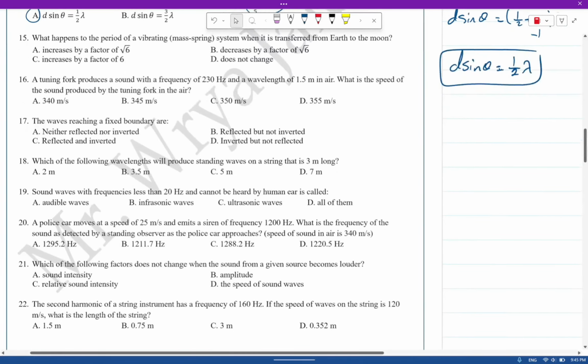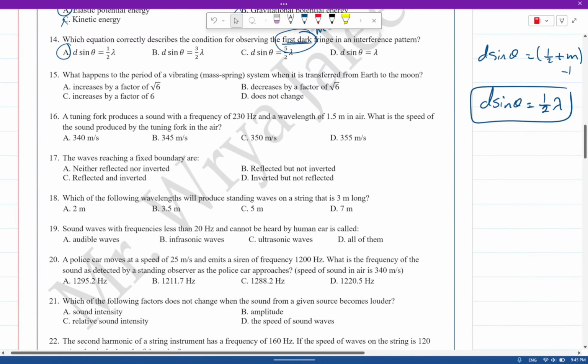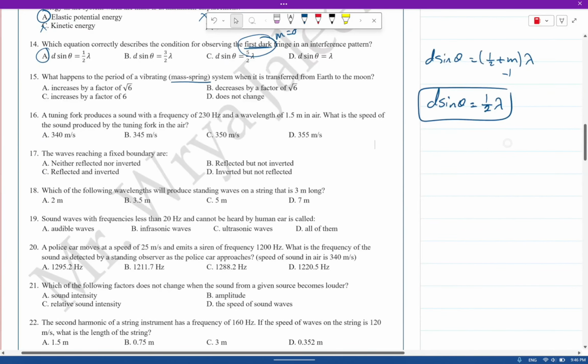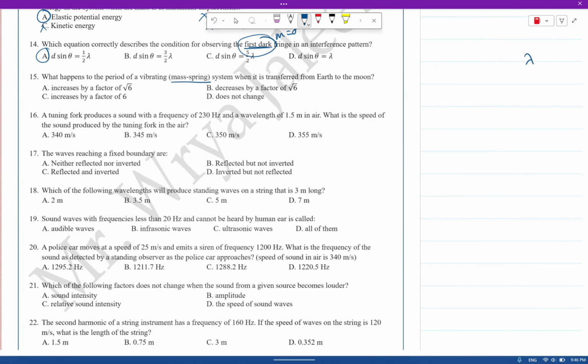All right, question 15 here says, what happens to the period of a vibrating mass spring system when it is transferred from Earth to the moon? Now, these questions can be misleading for a lot of students. So how do we know whether it is affecting or not?